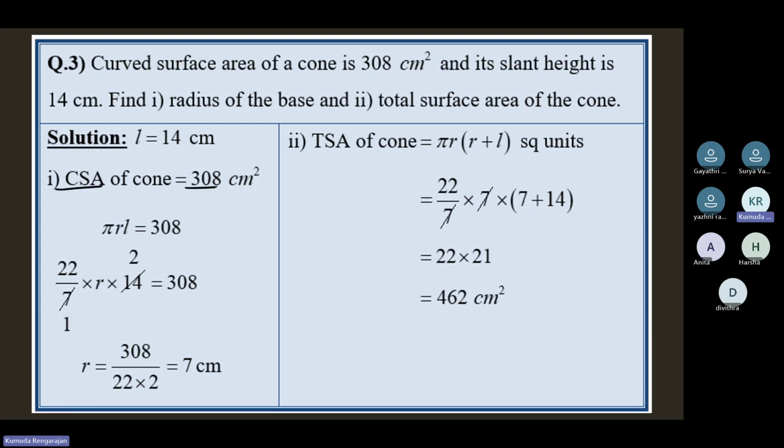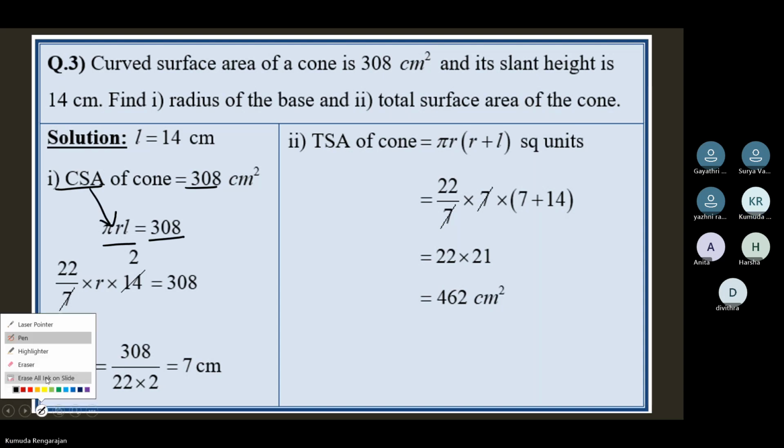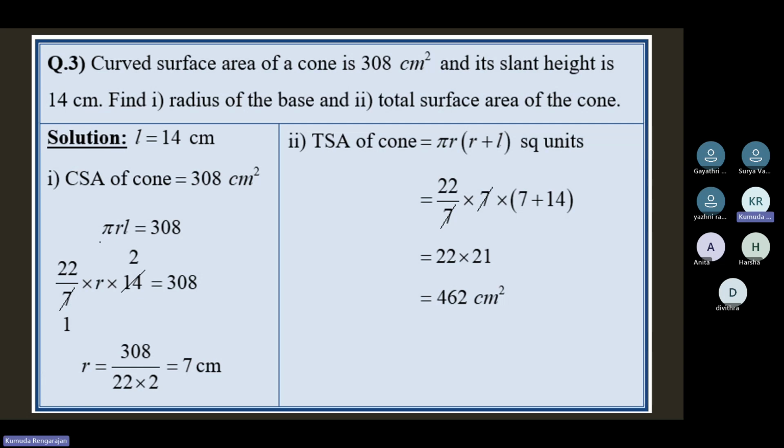CSA is 308, meaning pi RL is equal to 308. Why? Because this is the formula to find CSA. Now substitute. Pi is 22 by 7. R is R because we'll have to find that. And L is 14, given, is equal to 308. So solve this and find the value of R. You'll have to simplify, cancel and all that. And R is 7. Now we found R.